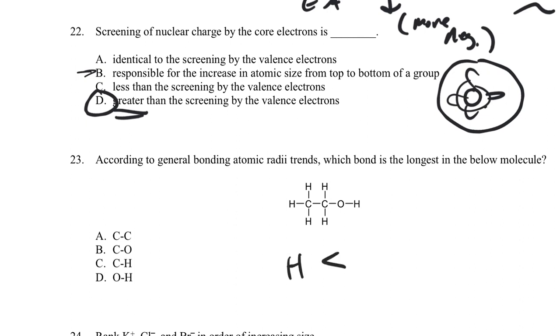And then is carbon smaller or is oxygen smaller? Thinking of your left to right trends, and thinking about bonding atomic radii trends, our radii are becoming smaller from left to right. So oxygen's smaller than carbon. And this is just thinking of our bonding atomic radii trend.